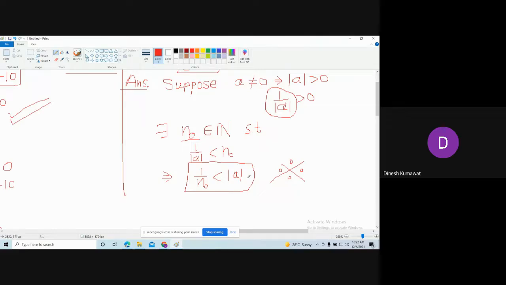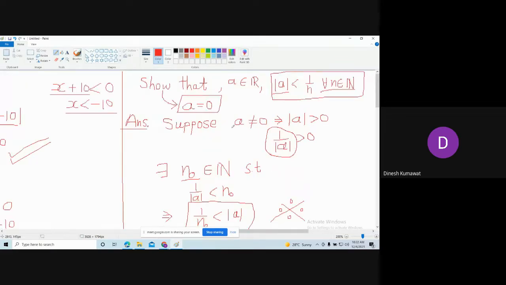Now why we are getting this contradiction? Because here we are assuming something wrong, which is nothing but a is non-zero. So if this is not true, then what is true? A has to be 0. Is the proof clear? Yes, sir. So you can see this is so simple proof. Is it or not? Yes, sir.